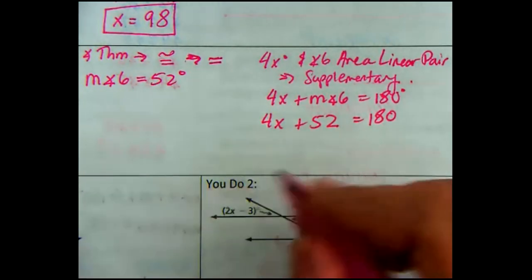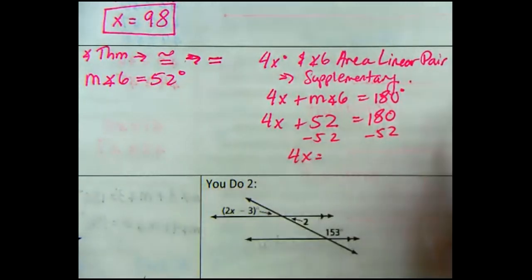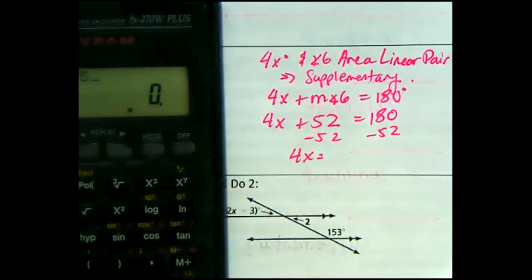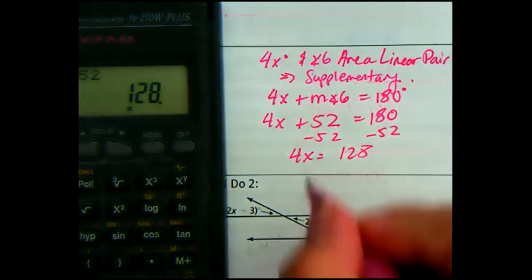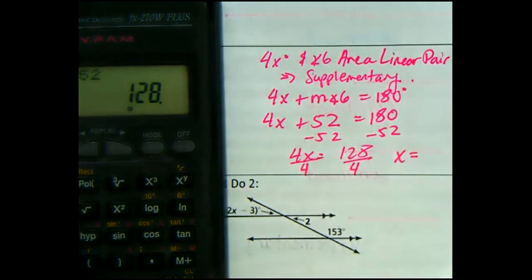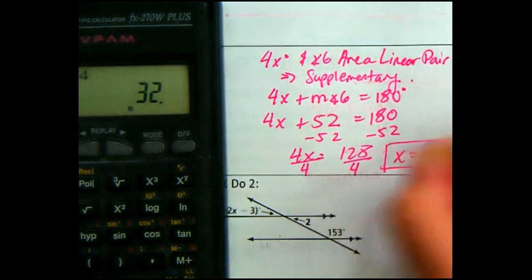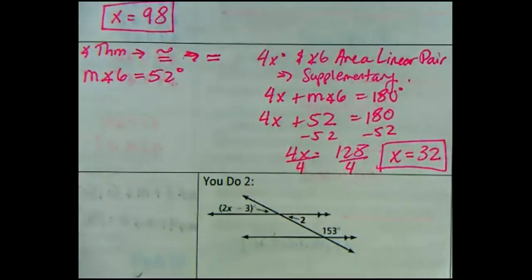Now I solve. Subtract 52 on both sides. That gives me 4x is equal to 180 minus 52, which is 128. Divide by 4 on both sides, and I will get x is equal to 32. Okay.